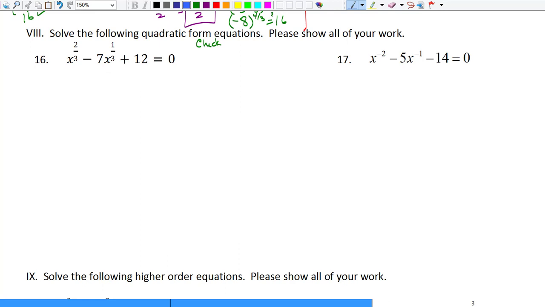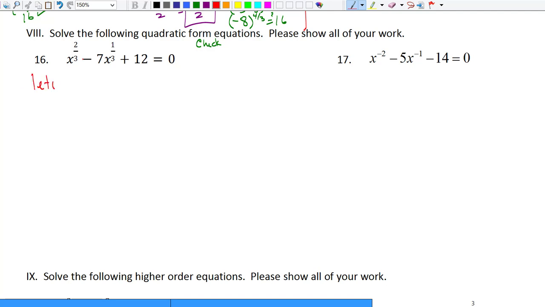Okay, so next we have the quadratic form equations. This is the one where we're going to use U substitution. So the reason we want to use U substitution is because this exponent is double the second exponent. You have 3 terms, it equals 0, and the third term is a constant. So those are all reasons why this looks like a quadratic equation, but it's not really a quadratic equation. It's of the quadratic form. It's close. So we're going to use our quadratic knowledge to help us solve this.